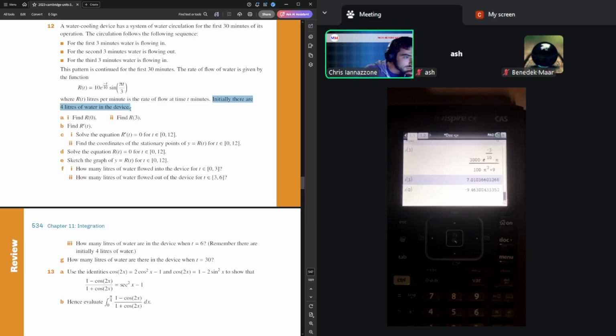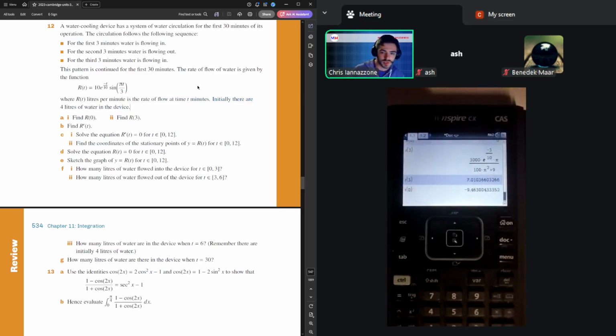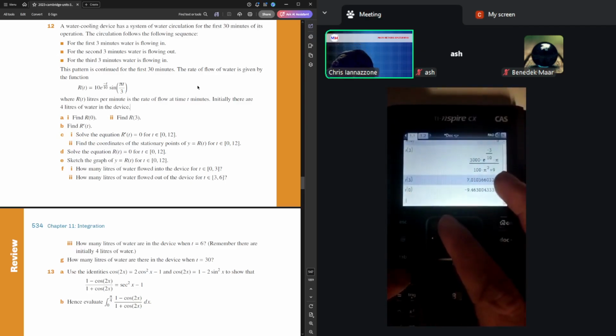Yeah, okay, I haven't completed the antidiff fully properly here. That's because we were told an initial value. Initially there are 4 liters of water in the device. So when you do your antidiff, it comes with this plus C term in there. And if you want to get a completed antidiff, then you need to include that initial value on there because you've got to solve for that plus C. Which is why just subbing in those values isn't going to quite cut it just now.